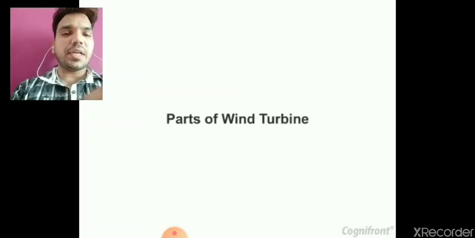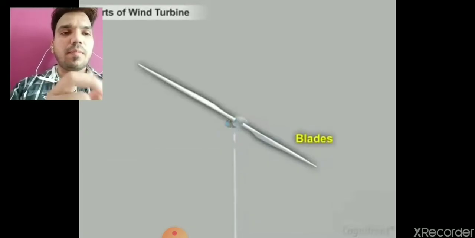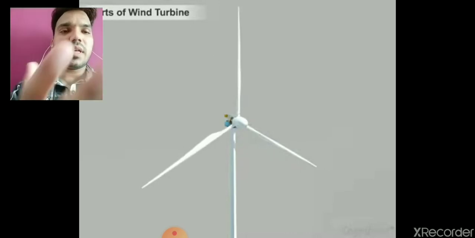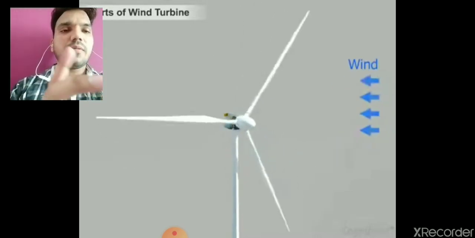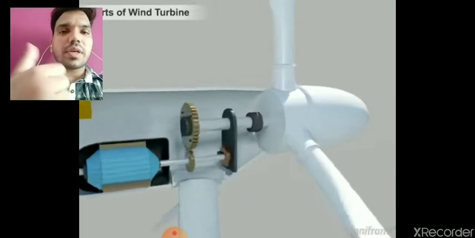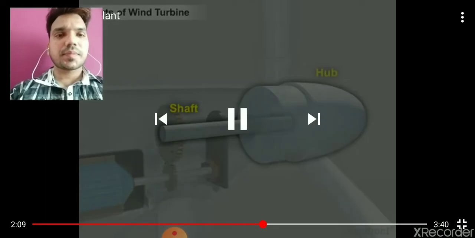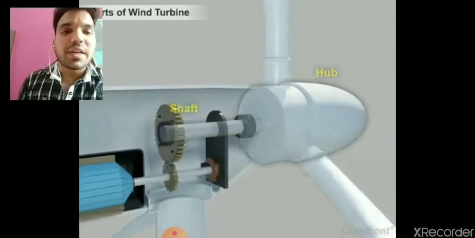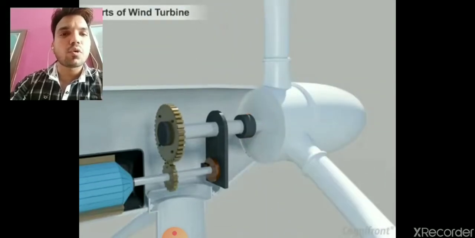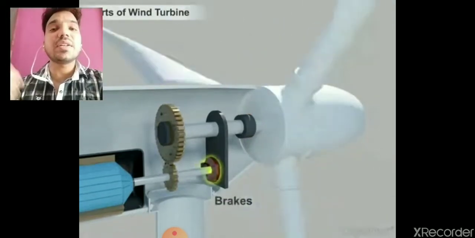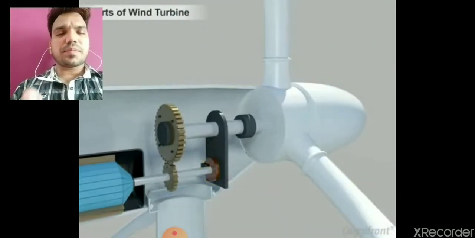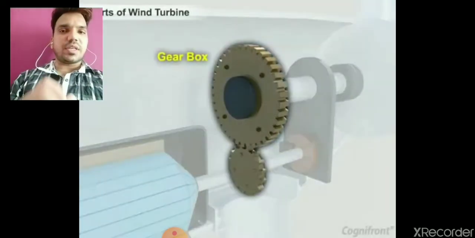Parts of a wind turbine. Blades: a wind power plant has two or three blades. The wind makes them rotate, and the hub is mounted on the main shaft. It rotates the blades, and they rotate the generator armature. So electricity is provided. Due to the rotating armature, the electricity is generated.